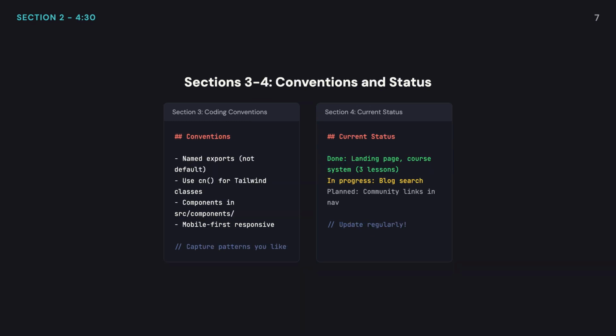Coding conventions tell Claude how you want the code to look. Even as a beginner, you can set preferences here. For 02 Ship, I specified use named exports, not default exports. Use the CN utility for conditional Tailwind classes. Components go in src/components organized by feature. The point is, once Claude gives you code you like, capture those patterns here so every future conversation matches.